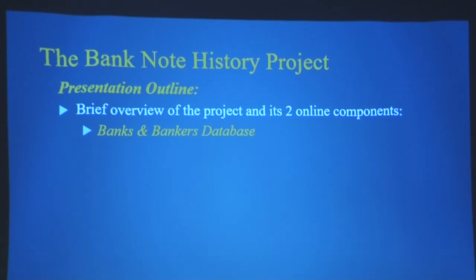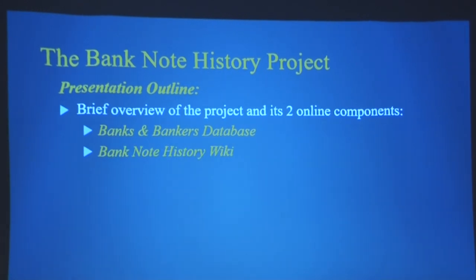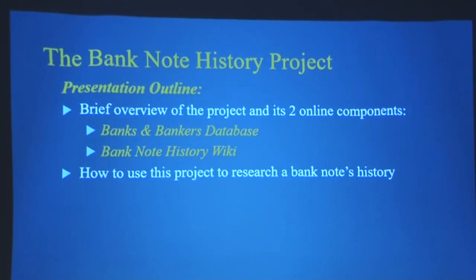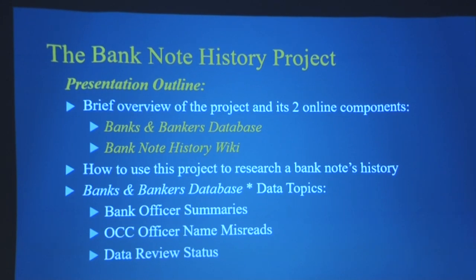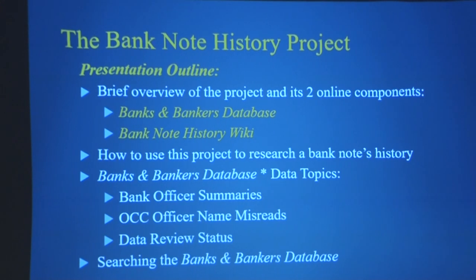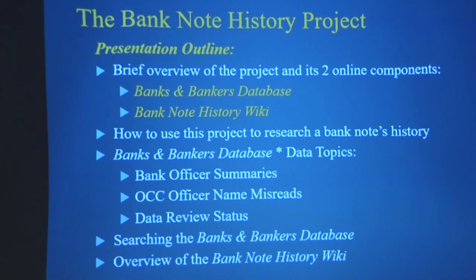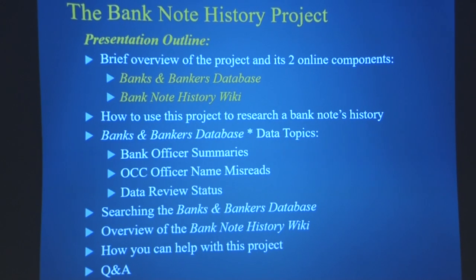All right. First, I'll give you an outline of what we'll be going over here today. A brief overview of the project and its two online components, the Bank and Bankers database, and the second component is the Banknote History Wiki. And then once we get that overview, I'll give you an example of how to use the project to research a banknote's history. Then I want to dive a little bit deeper into three data topics related to the database. First is bank officer summaries, OCC officer name misreads, and then data review status. And then I'll give a couple more examples searching with the database so you can get a better idea how that works. Then we'll get into an overview of the Banknote History Wiki. Then I'll go over a couple ways you can help out with the project. And then we'll answer any questions you might have.